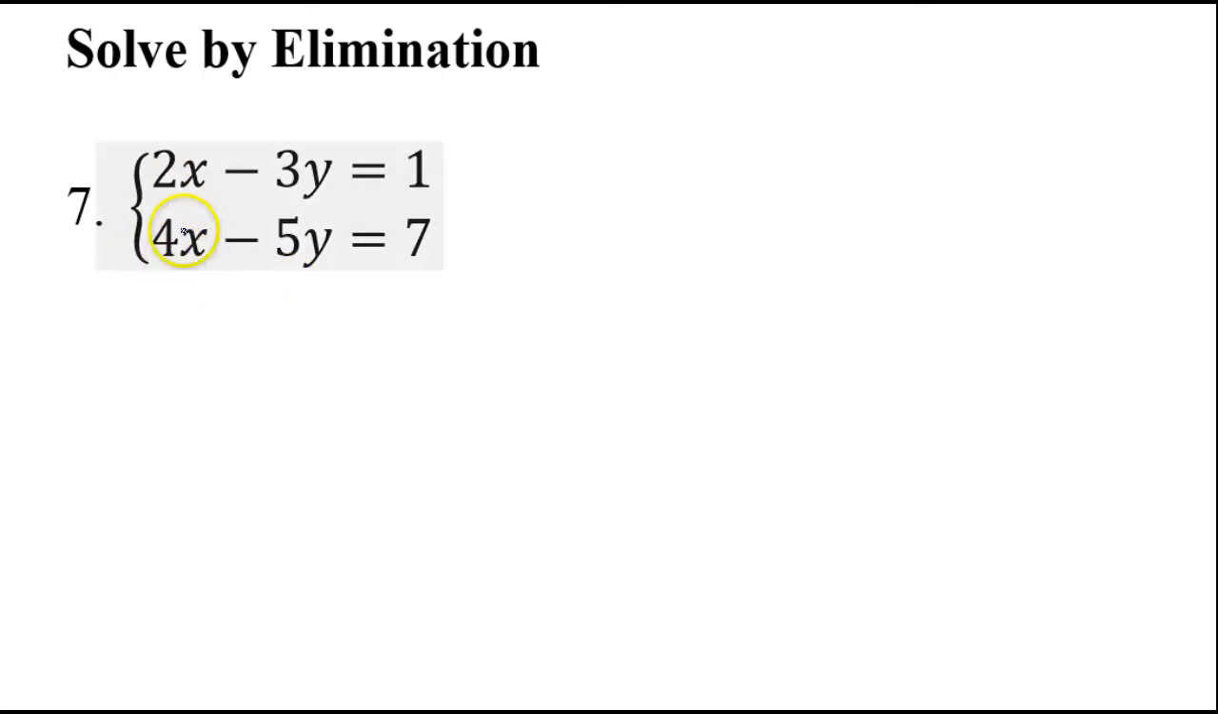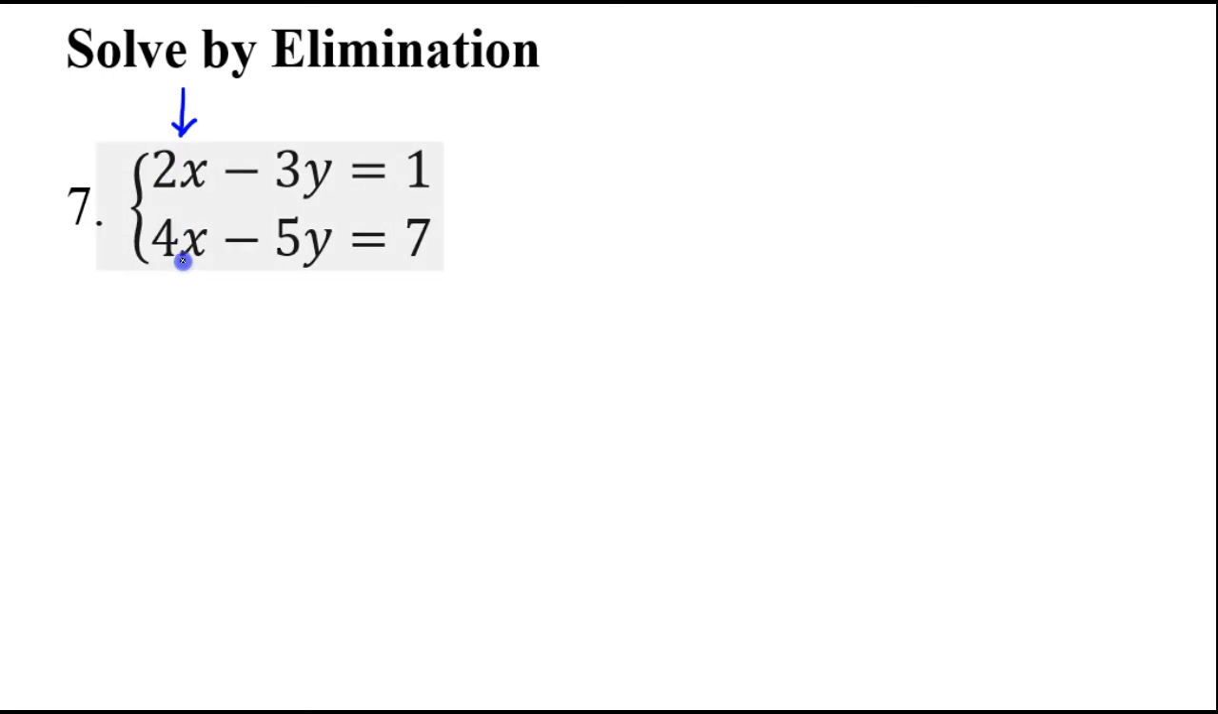For example, the smaller term for the x's is 2x. The larger term is 4x. Notice that 4x is a multiple of 2x. That tells me that this would be a good target. I could easily make these into opposites that cancel. Look at the y's. See how 5 is not a multiple of 3? So it would be more difficult to cancel out the y's. So let's focus our attention on the x's.